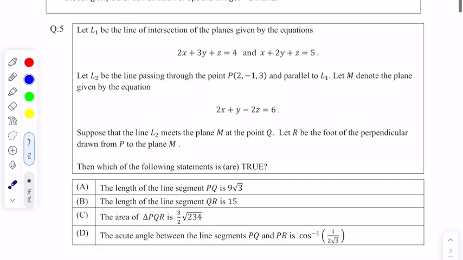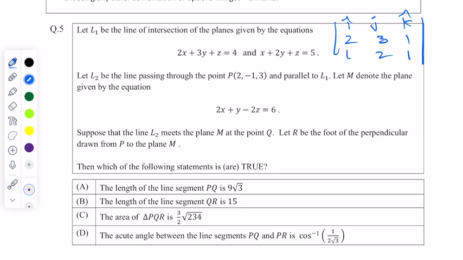Moving on to the next one. It's given that L1 is the line of intersection of these two planes. We can easily find the direction of the line by taking the cross product of the normals. So it will be i, j, k, and then 2, 3, 1, and 1, 2, 1. We know, guys, the coefficients are the direction of the normal.